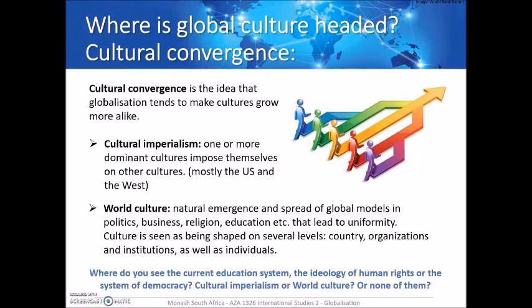So maybe a question here, thinking of the current education system here in South Africa, but also globally: where do you see it? Do you think it is cultural imperialism, or is it rather world culture? Or is it none of them? What about the ideology of human rights? Is it something that was imposed through imperialism, or do you consider it something that the world elaborated together, so part of world culture rather? And the same with the system of democracy. Which of the two would you assign it to? Maybe it's something that we can discuss.